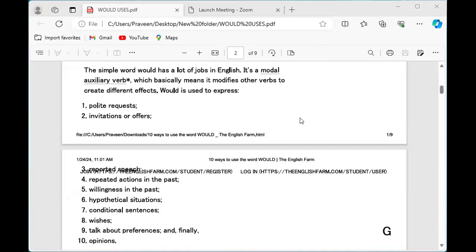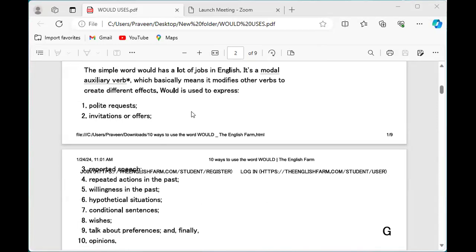Today I'm planning to talk about would, the modal auxiliary verb. We also call it a helping verb. The simple word would has a lot of jobs in English. It's a modal auxiliary verb, which basically means it modifies other verbs to create different effects.